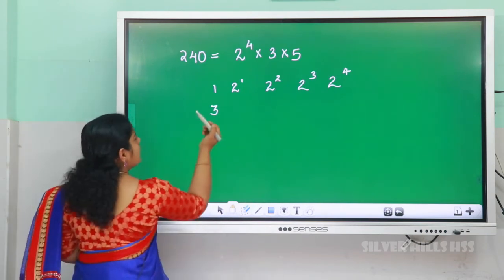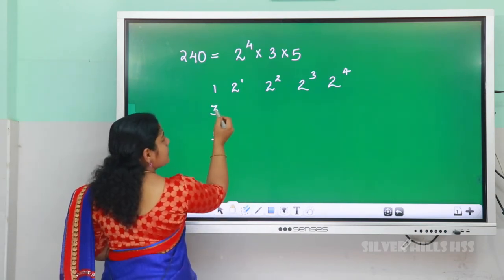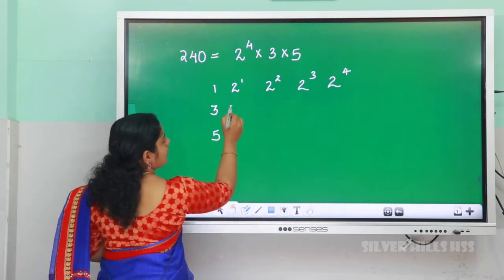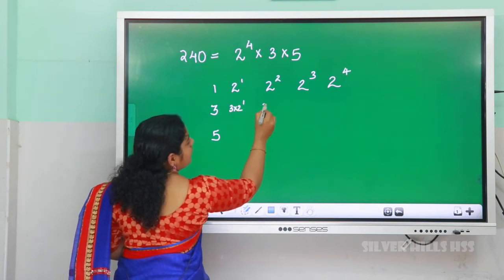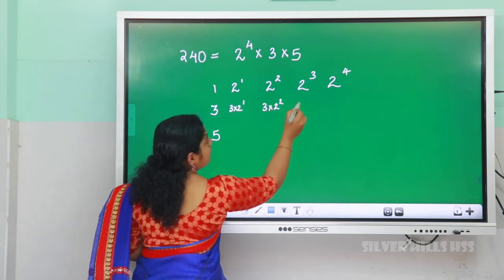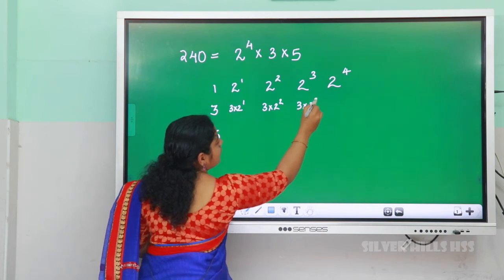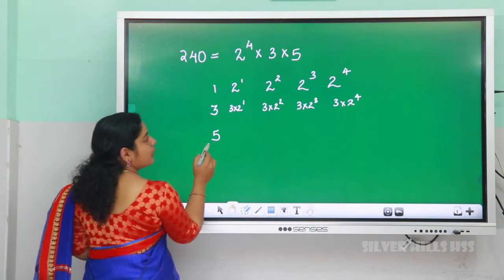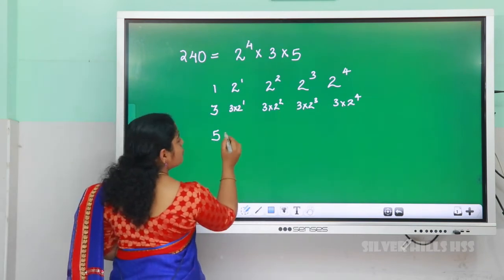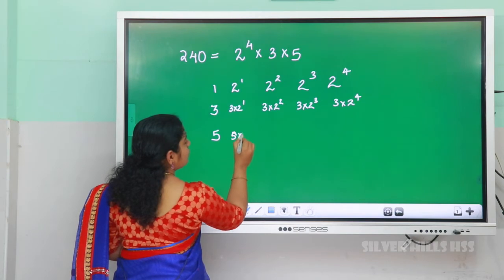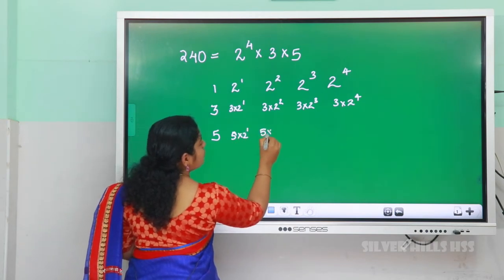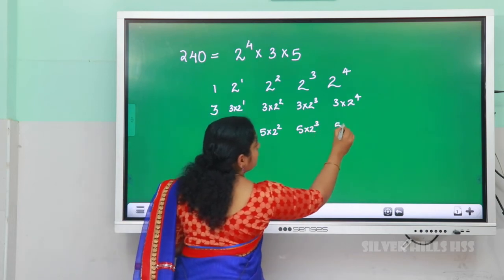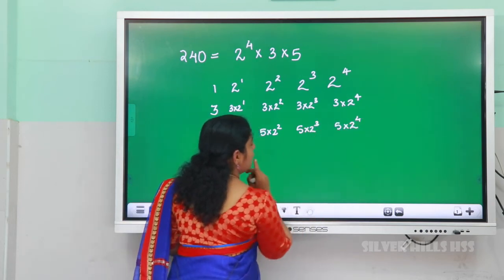Okay. Now, just multiply this 3 with all the powers of 2. That is 3 into 2 raised to 1, 3 into 2 raised to 2, 3 into 2 raised to 3, 3 into 2 raised to 4. And multiply 5 with all the powers of 2. That is 5 into 2 raised to 1, 5 into 2 raised to 2, 5 into 2 raised to 3, 5 into 2 raised to 4.